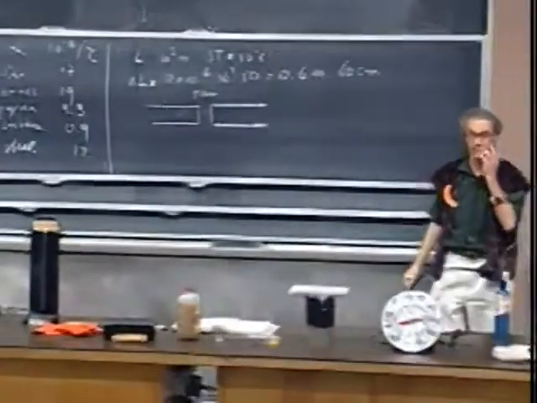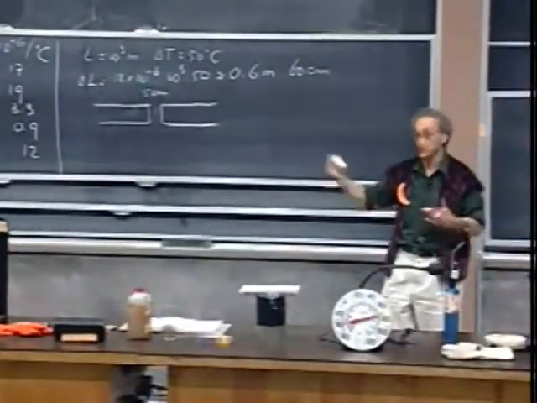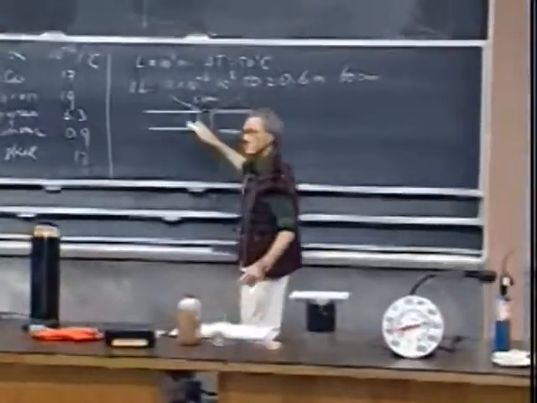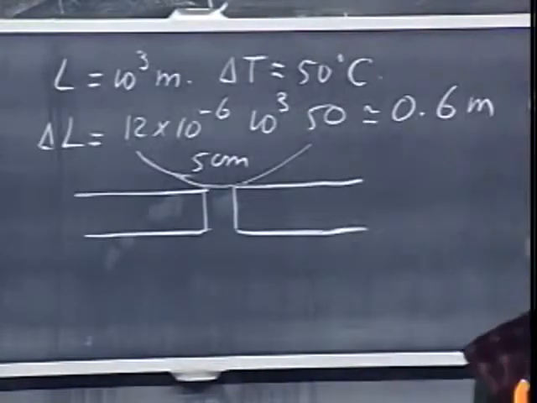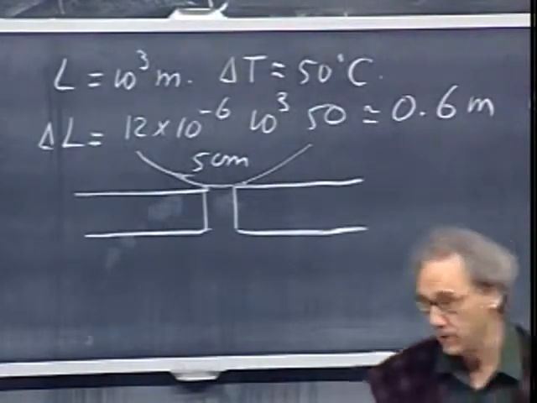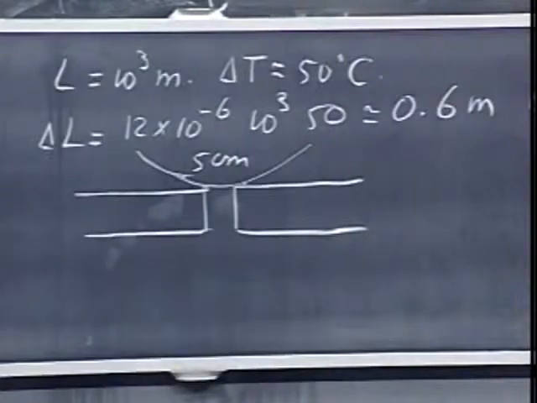And you can hear these gaps when the train goes over them. It's a very typical sound. Because imagine when the wheel goes over it, you hear a certain click. You can see them, and you can hear them. And that's the way they correct for this expansion and contraction.